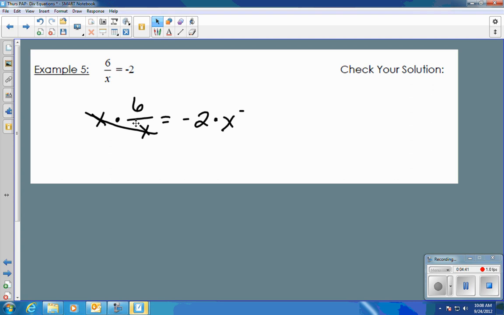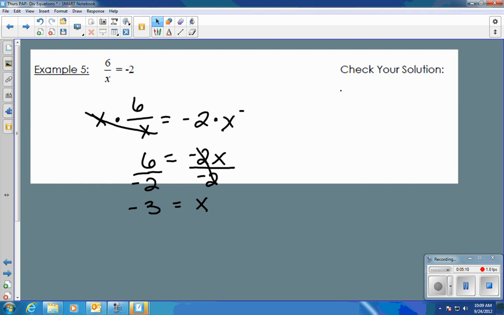Okay, so we have 6 equals negative 2 times x, which is just negative 2x. Now this looks just like the equations that we dealt with yesterday. This means negative 2 times x. So how do I undo multiplication? I divide. So technically, this is what we call a two-step problem because you're having to do two steps to solve for it. So that goes away, and you have that x equals negative 3.